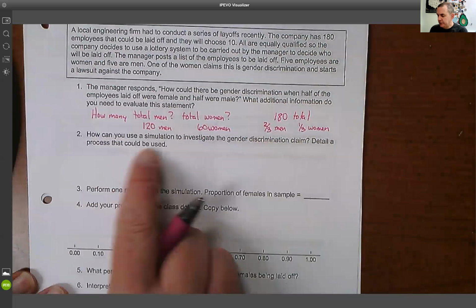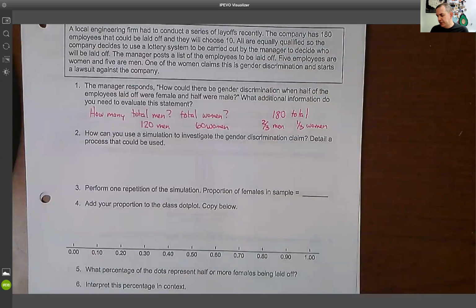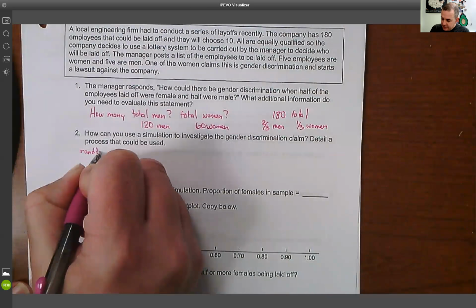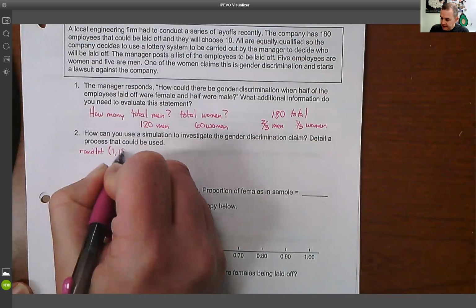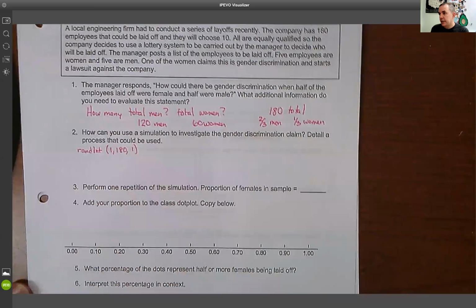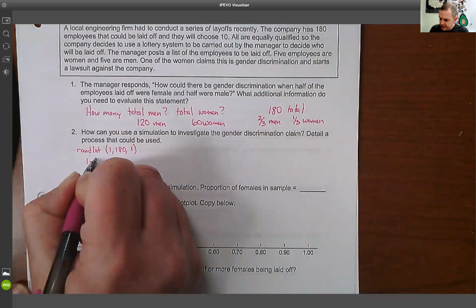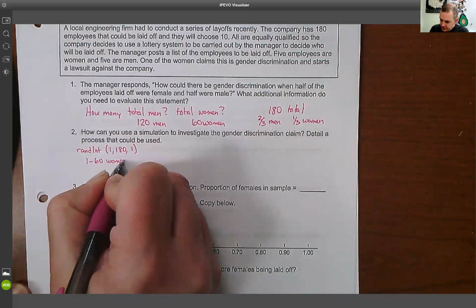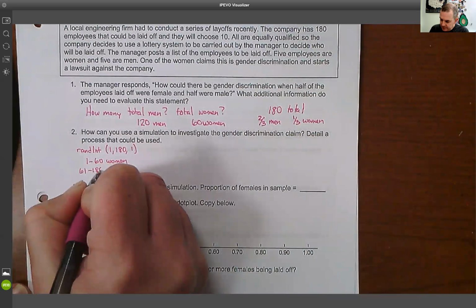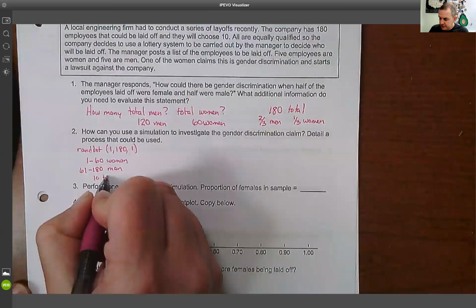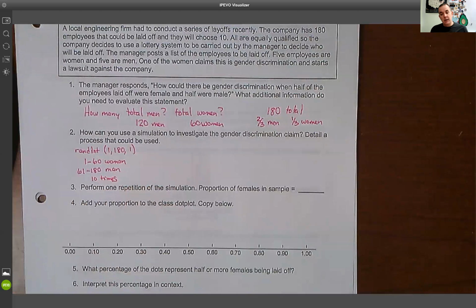So how can you use this simulation to investigate the gender discrimination claim? Detailed processes that could be used: we could do a lot of things. We could use our calculator and do the randInt thing. We could do 1 to 180 and pick a person, and say 1 to 60 is a woman, 61 to 180 is a man. And we could repeat that process 10 times and count how many there are.